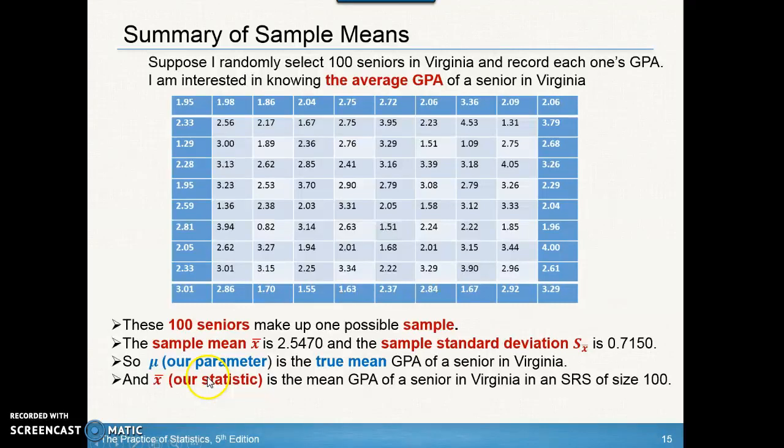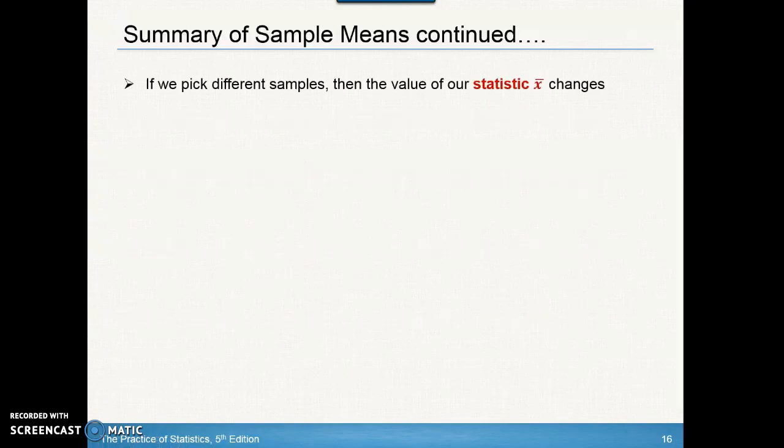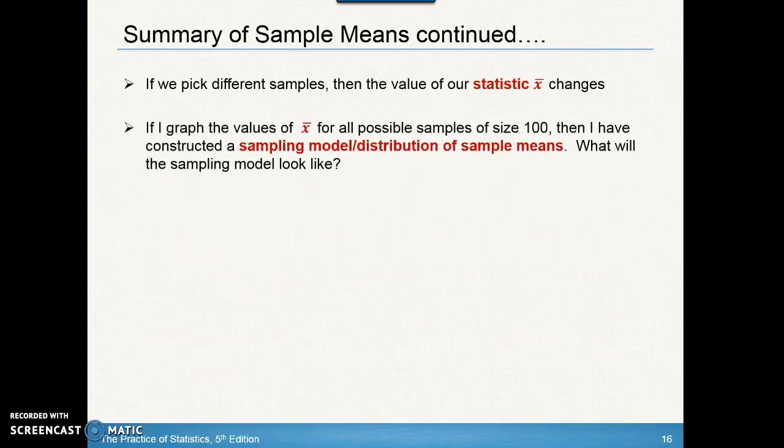That is our sample GPA, the mean GPA of a senior in Virginia in a simple random sample of size 100, because this is from a sample. Okay. To estimate the value of mu, we find the mean of our sample X bar. So we use the mean of our sample to estimate the mean of the population. Remember, if we pick different samples, the value of our statistic, or the mean GPA, is going to change because it's 100 different students.